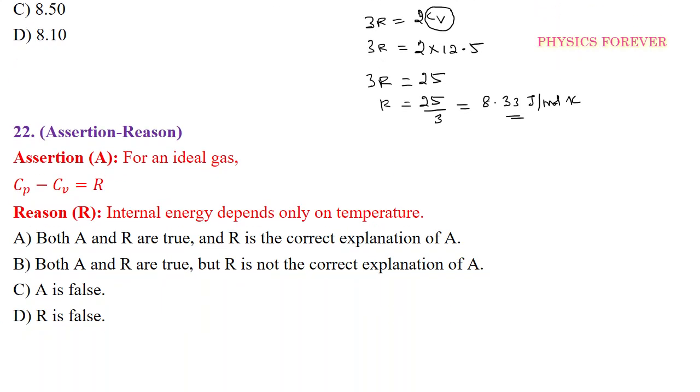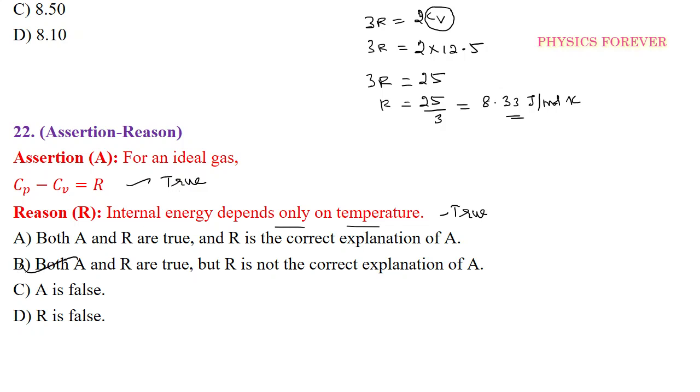So next one is assertion and reasoning. Question number 22. Assertion: for an ideal gas, Cp minus Cv is equal to R. Reason: internal energy depends only on the temperature. This is also a true statement. Internal energy depends only on temperature, this is also true, but this is not the correct explanation for assertion A. That is the important case.